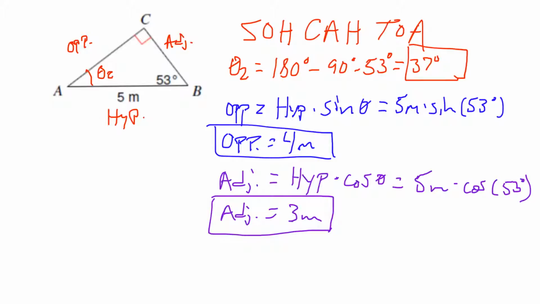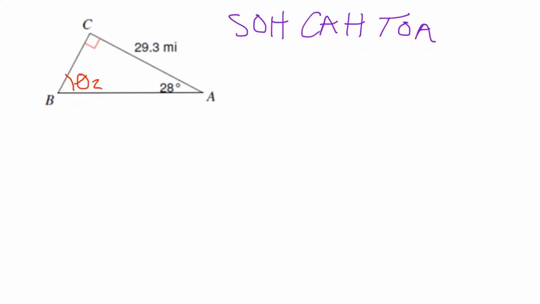Alright, let's take a look at another one. Here's the next triangle. Again, I want you to take a minute and go through and try and solve this on your own. You need to figure out what theta 2 is. You need to find out what the length of this side and this side is. Pause the video now and I will put the answers on the screen.